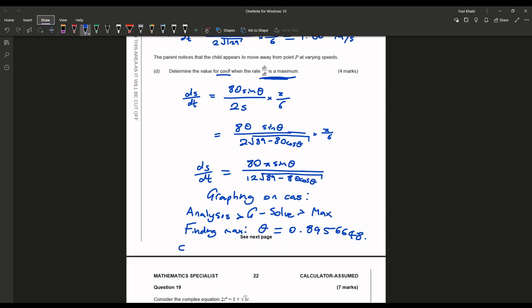So let's substitute this into cosine theta. We get cos of theta equals 0.625, which is the answer. Again, this theta has to be between 0 and 2 pi.